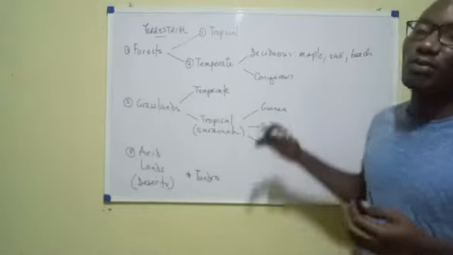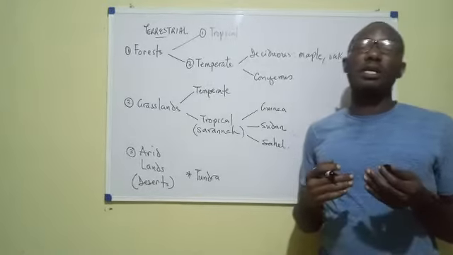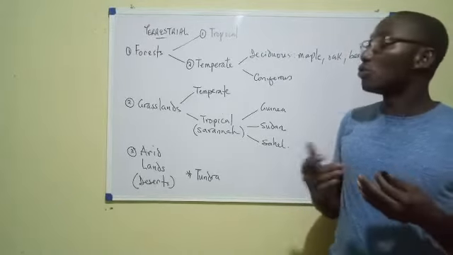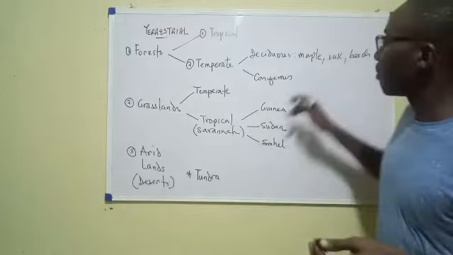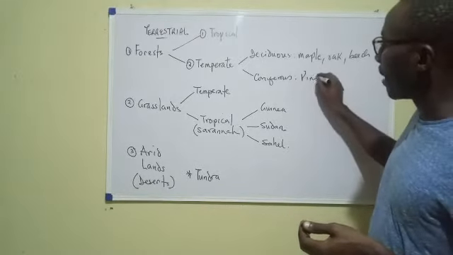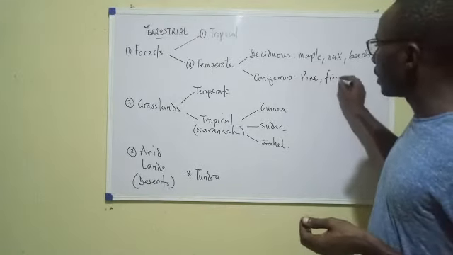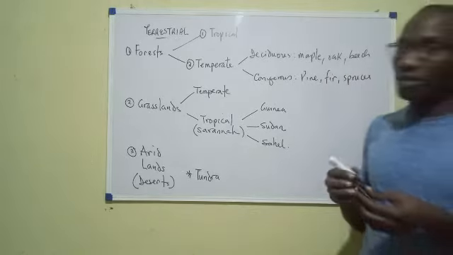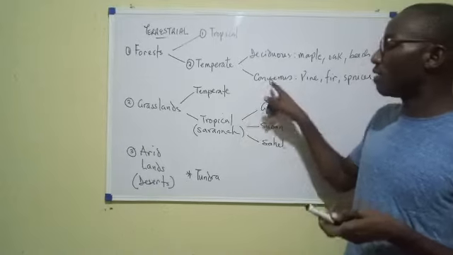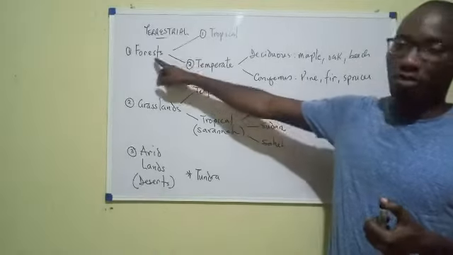Then coniferous forests contain trees that do not shed their leaves. They are evergreen all through. Examples of such trees would include the pine, the fir, and even the spruces. Spruces are examples of coniferous trees, and we find them in the coniferous type of temperate forests.